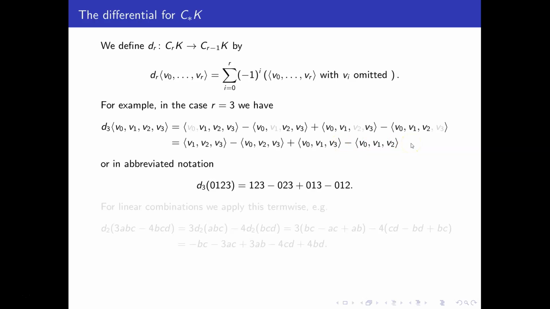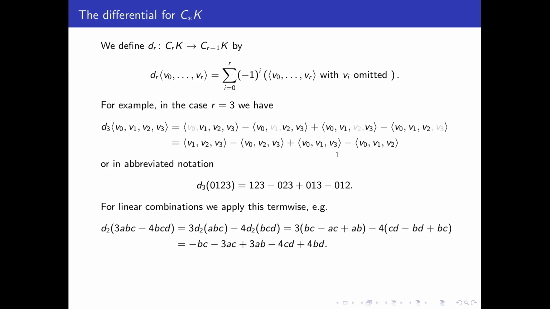And as we've mentioned before, it's often good to use this kind of abbreviated notation. So instead of pointy V0, V1, V2, V3, we just write 0, 1, 2, 3. And for this term here, we just write 1, 2, 3 with the 0 missing. For this term here, we just write 0, 2, 3 with the 1 missing. This one, 0, 1, 3 with the 2 missing. And here, 0, 1, 2 with the 3 missing. And again, the signs are plus, minus, plus, minus.